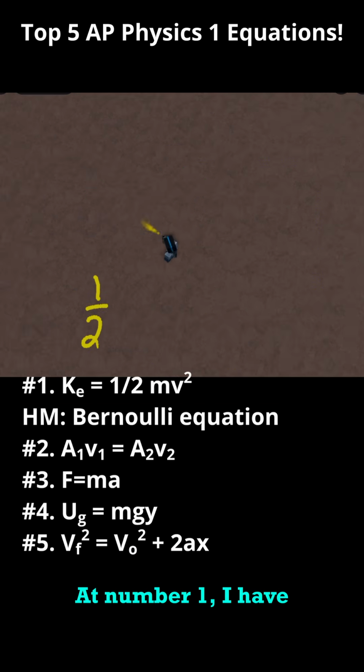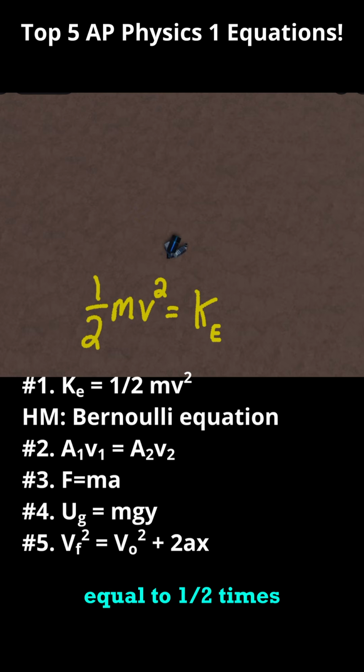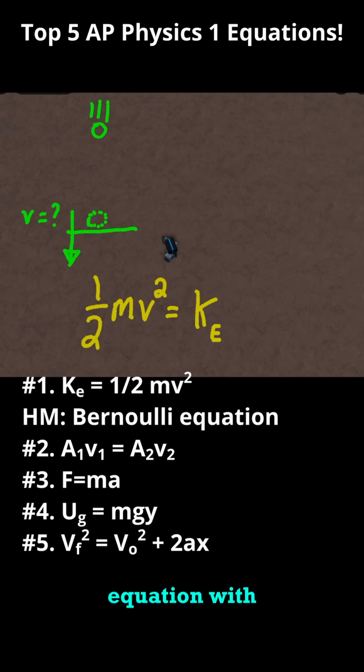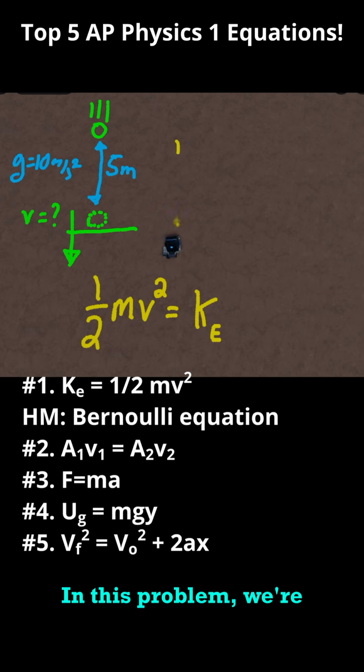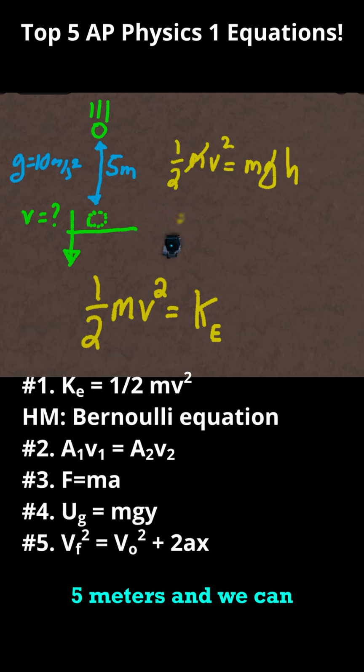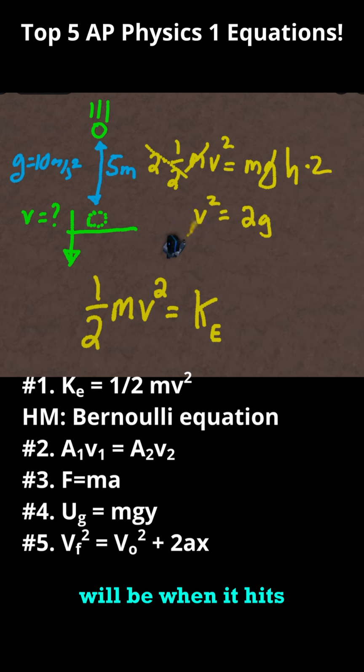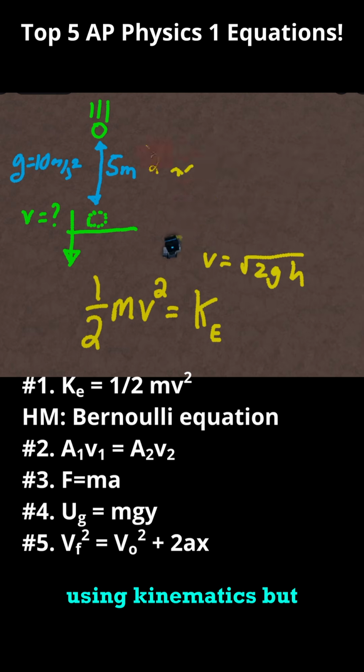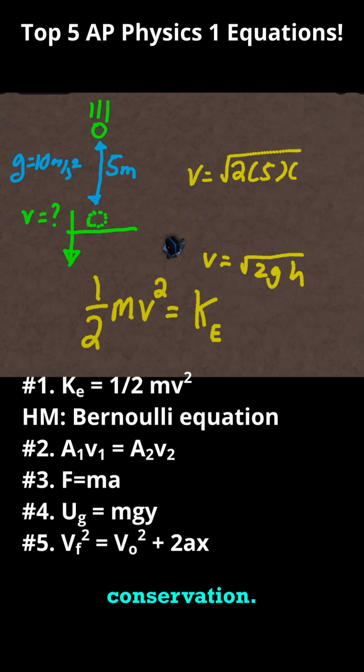At number 1, I have kinetic energy is equal to 1/2 times mass times velocity squared. I really love being able to combine this equation with gravitational potential energy, such as in this problem here. In this problem, we're dropping a ball from rest from a height of 5 meters, and we can calculate how fast it will be when it hits the ground, not by using kinematics, but by using simple energy conservation. Isn't that neat?